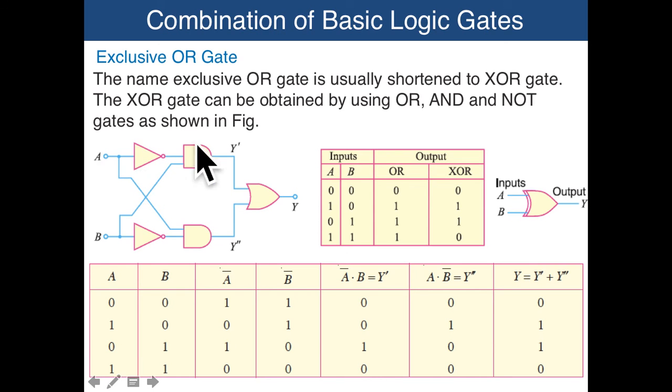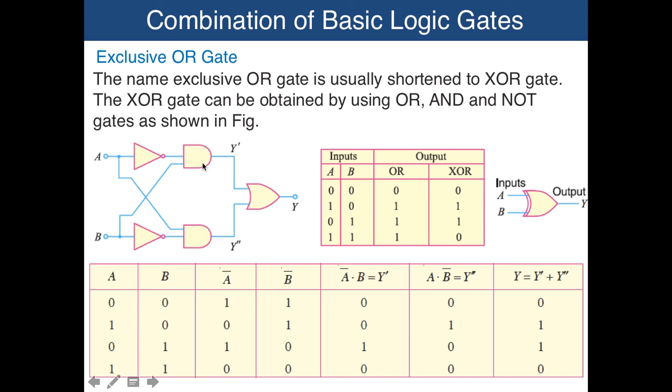If we make a truth table from this circuit, here you can see two NOT gates are connected, and the output of the NOT gate is connected to the input of the AND gate. Another input comes directly from here. Similarly, here the output of the NOT gate is connected to the input of the AND gate, and another input is connected directly here, and these two outputs are connected to an OR gate. So A, B: first operation here is A bar because it's a NOT gate. Here is B bar because it's a NOT gate. So 0 to 1, 1 to 0, 0 to 1, and 1 to 0. From B to B bar, it's 0 to 1, 0 to 1, 1 to 0, 1 to 0.